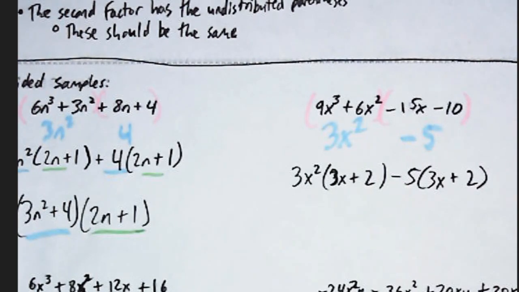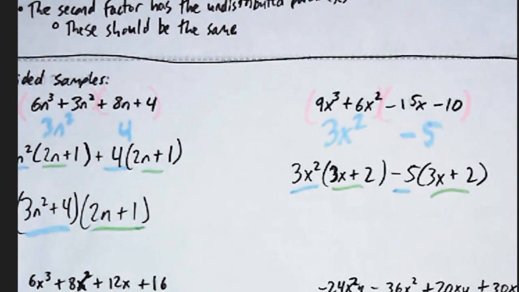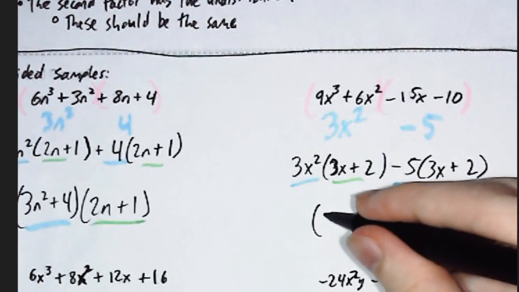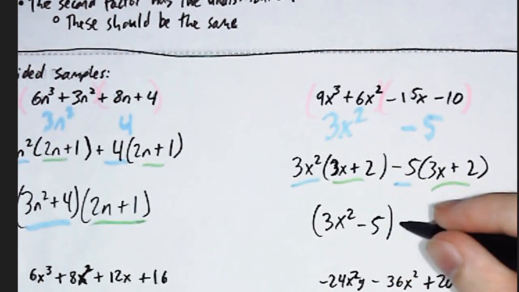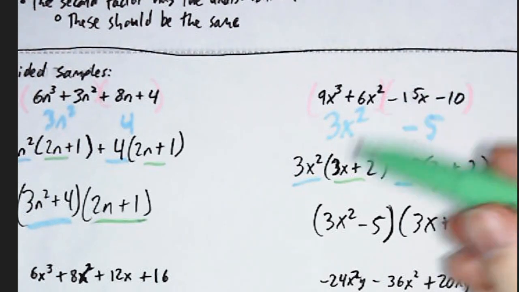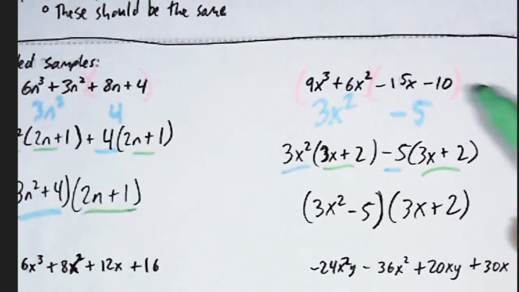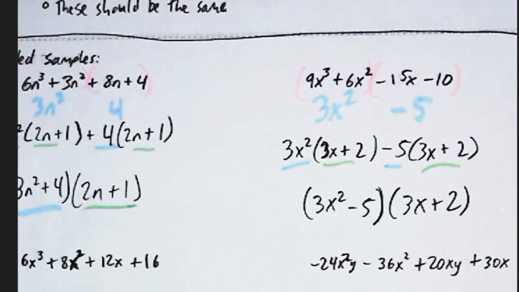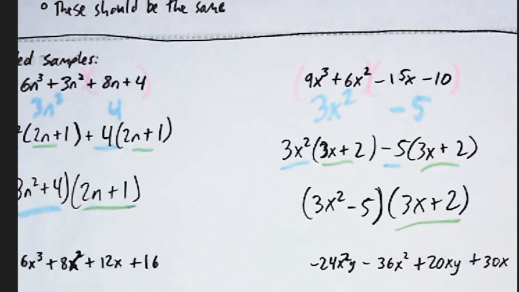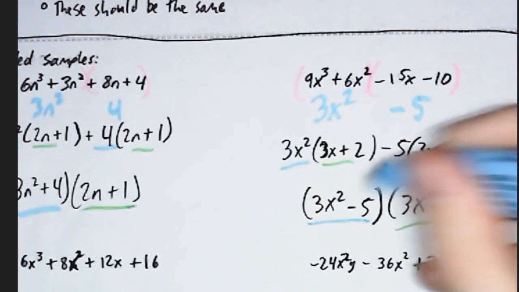So you can see that this works out very nicely. We've got 3x squared as our first GCF, negative 5 is our second GCF, and our undistributed parentheses are both 3x plus 2. Alright, so we know that this does factor by grouping now. And we get 3x squared minus 5 and 3x plus 2. In the event that these undistributed parentheses are not the same, you either have not done it correctly or this just doesn't factor. Which is possible, but we're not going to see that yet.